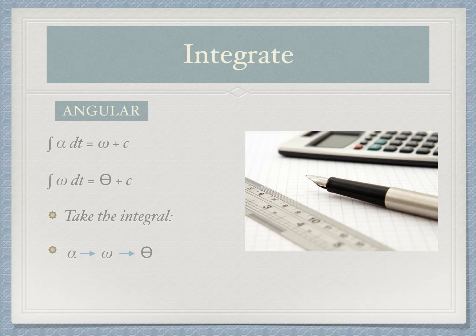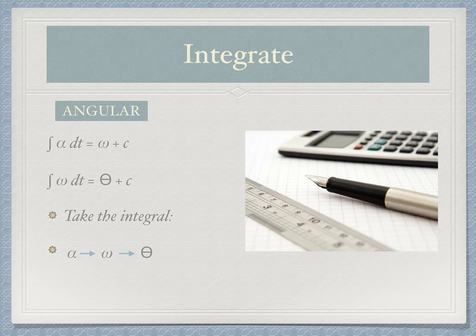What if we know the acceleration and we want to find the velocity? Or what if we know the velocity and we want to know the position? In other words, it's kind of like we're traveling backwards from the direction that we were just traveling. If we start with acceleration, then we have to take the integral. Because remember, integral is taking the antiderivative. It's the inverse. It's the opposite. So the integral of the angular acceleration is omega.